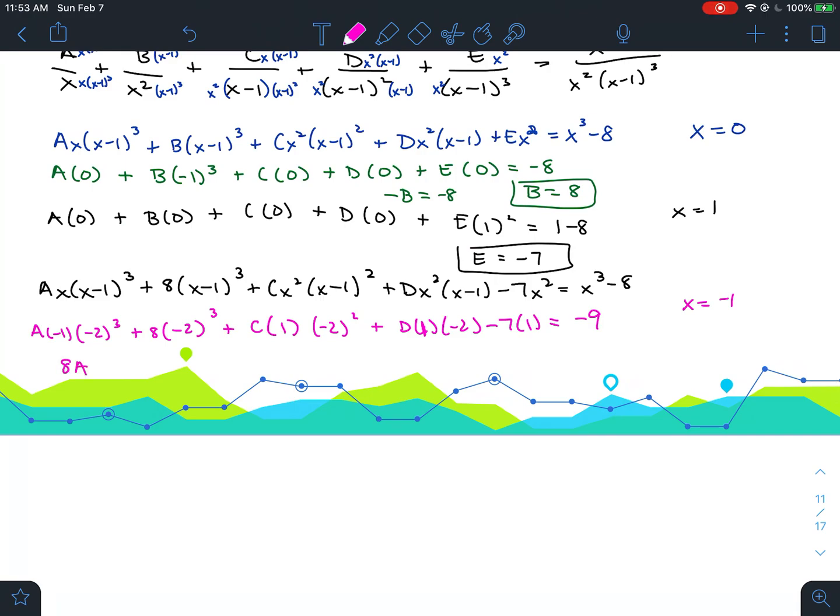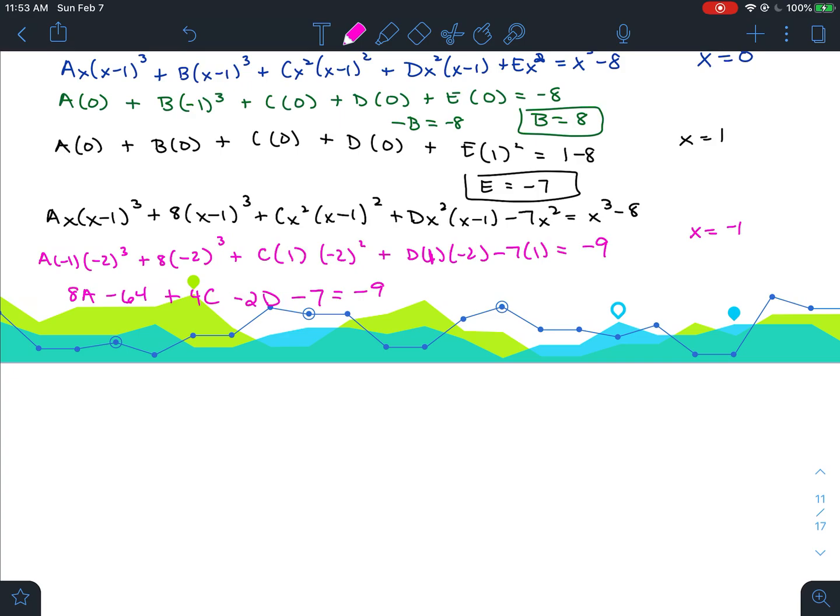So this is going to be negative 8, so this would be 8a, and that would be negative 8, so minus 64 plus 4c, and then minus 2d minus 7 equals negative 9. So this is going to become 8a plus 4c minus 2d is going to equal negative 71. So add 71, that's going to equal 62. Yep. So looks like we're gonna have a system of equations.